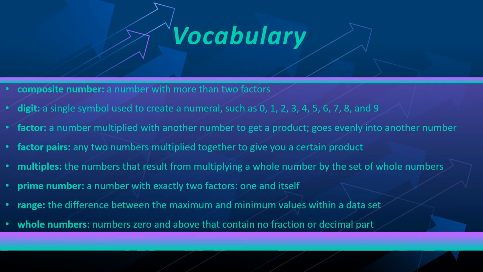Throughout this unit, there's a lot of new vocabulary that students should be using throughout their discussions and even their written responses. Students should be able to describe these words and give examples of the following: composite number, digit, factor, factor pairs, multiples, prime number, range, and whole numbers.